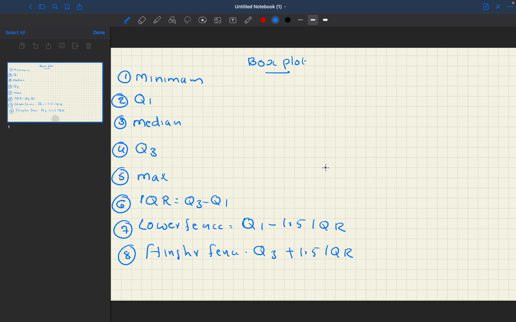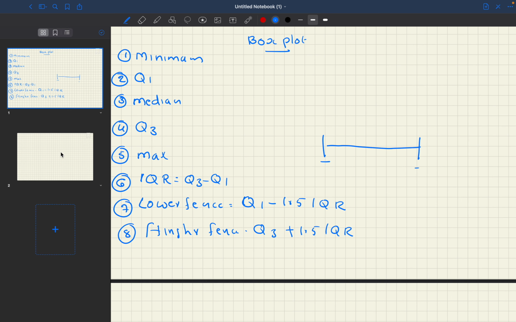So if you consider a distribution something like this, we will consider this as the lower fence and this as the higher fence, and all the values above the higher fence are considered outliers, and those below the lower fence are considered outliers.